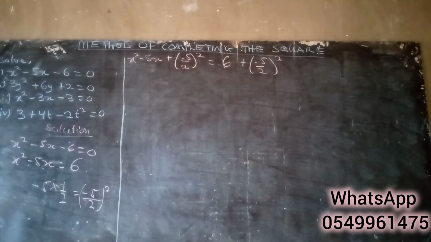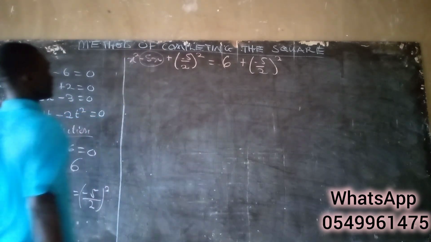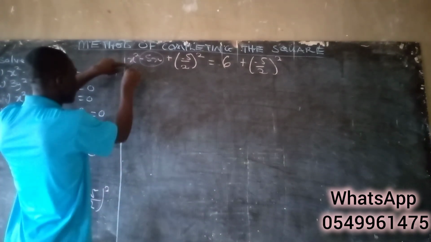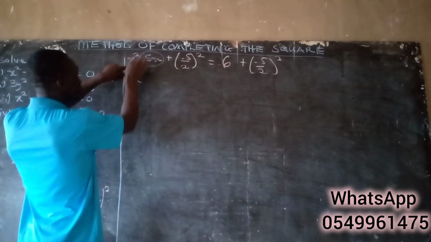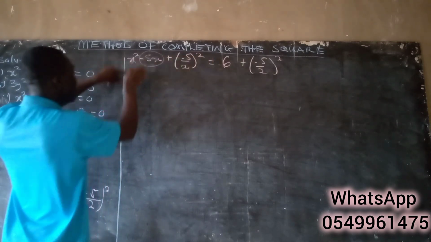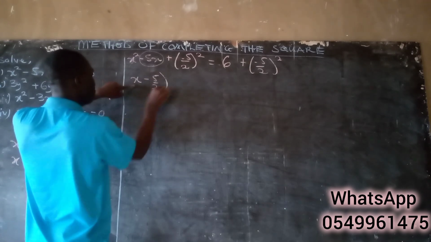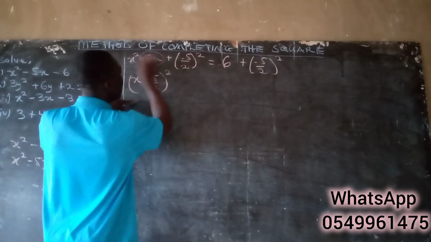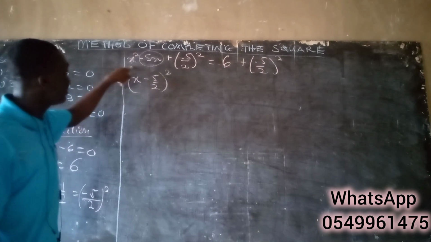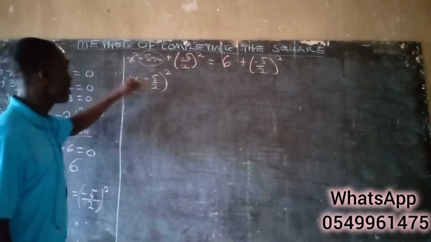So now you will take negative 5x out, and then you will take x, because x is squared and negative 5 over 2 is also squared. So you will take x and negative 5 over 2, then square them because they were squared. What this means is that when we expand this bracket, we will get this expression back.